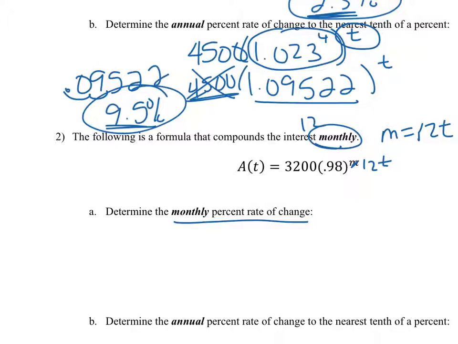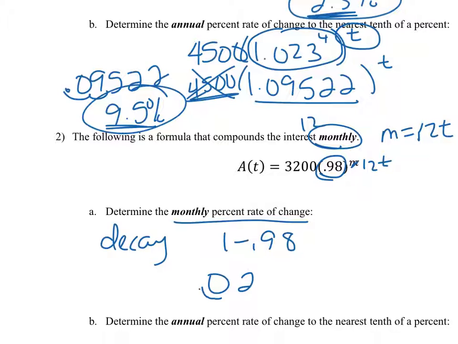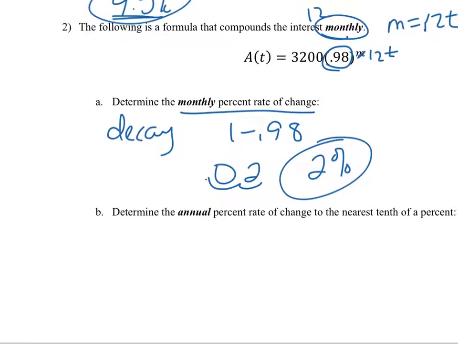So if I'm asking for the monthly percent rate of change, this is a decay or a decline or a decrease, however you want to call it. So 1 minus 0.98 is 0.02, move it over 2, so it's a 2% rate of change. So it's declining 2% every month. Whatever it is, it's going down 2% every month.